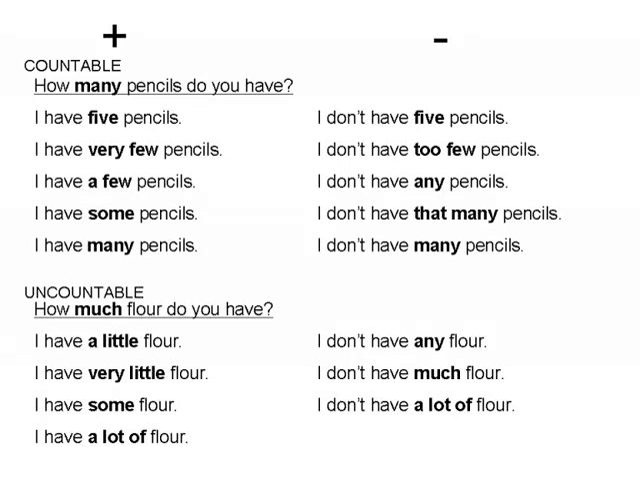How much flour do you have? I have a little flour. I have very little flour. I have some flour. I have a lot of flour. I don't have any flour. I don't have much flour. I don't have a lot of flour. So, as you can see, 2 key words for countable nouns are few and many. 2 key words for uncountable nouns are little and much.